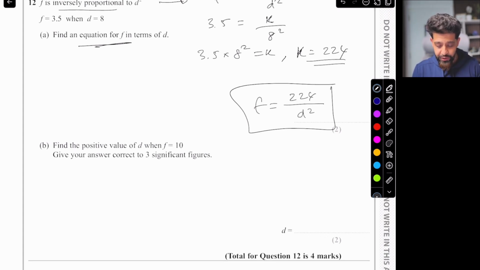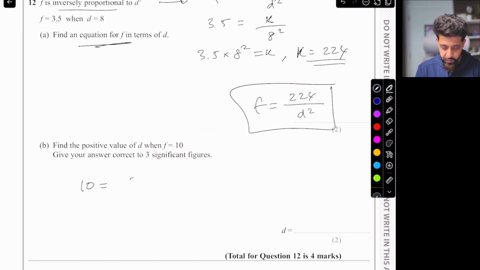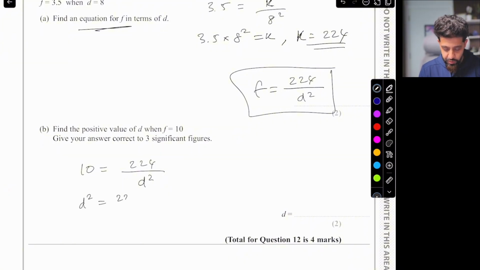Now find the positive value of D when F is equal to 10. So using this, plug in F as 10. So you're going to have 10 is equal to 224 divided by D squared. Move the D up there, but move the 10 down there, so they kind of swap. So you have D squared is equal to 224 divided by 10. D squared is equal to 22.4.